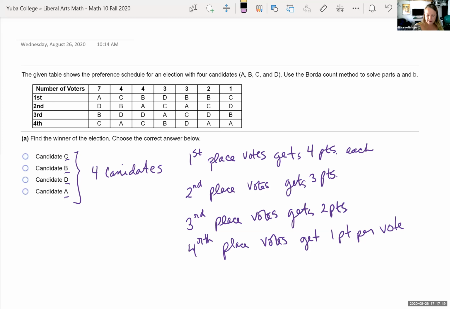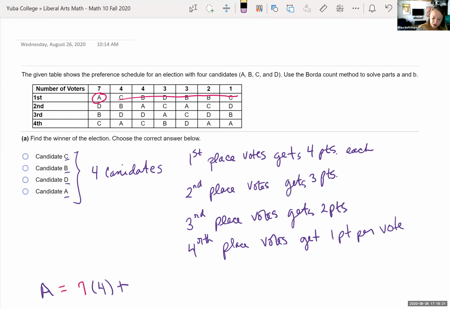So here, for candidate A, to calculate their votes, let's first look at how many first place votes they got. Looking at the first place votes that A got, they only got 7 here, and notice that they didn't get any here. So for A, it's 7 times the 4 points that first place is worth. That will be 7 times 4.